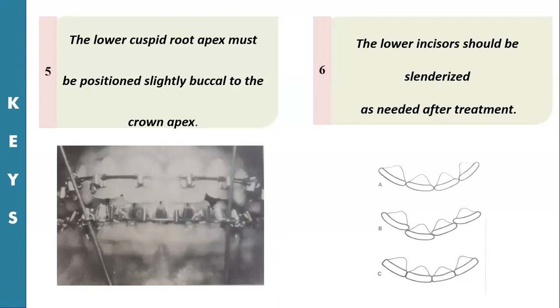Reproximization of the stripping. Proximal stripping. Proximal slicing, yes. So he said that the lower incisor should be slenderized as needed after treatment. So these are the 6 keys. Does anybody want to state these 6 keys?